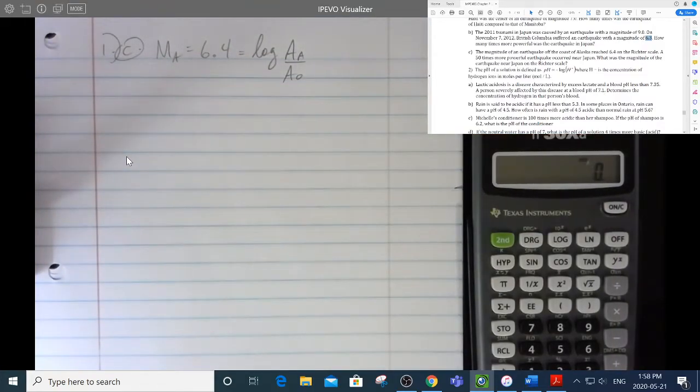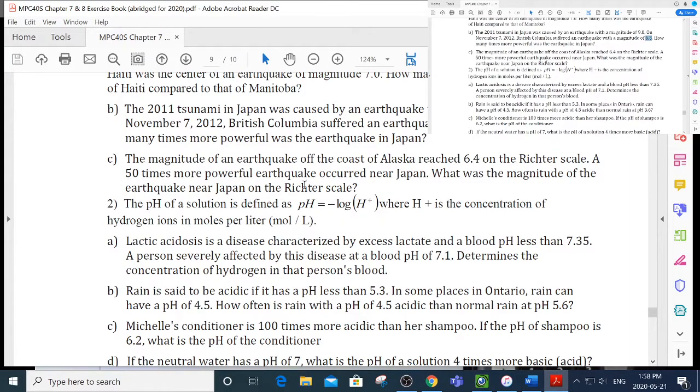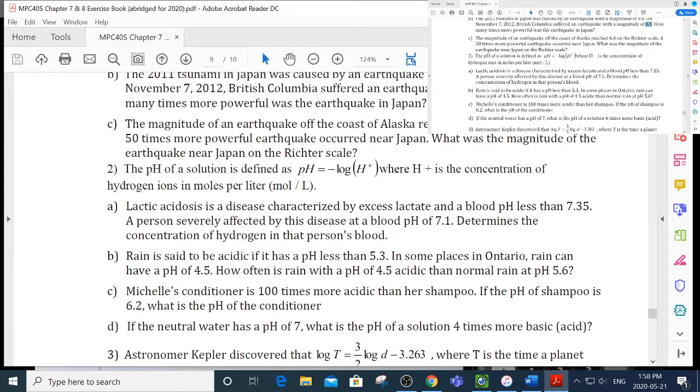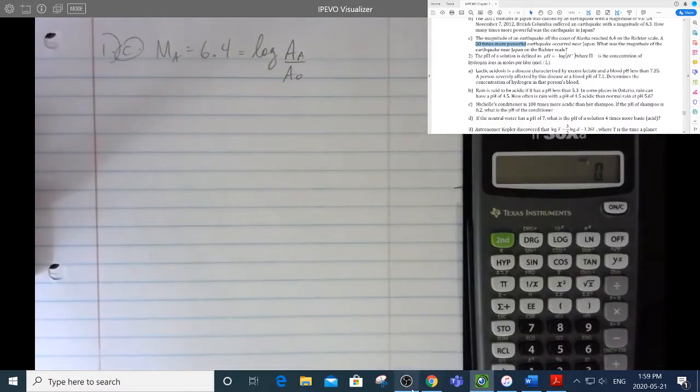And we are also told that, so let's go to the problem here. Let me look at the problem more closely. The magnitude of an earthquake off the coast of Alaska reached a 6.4, so I put that in. The one that hits Japan is 50 times more powerful. So it's not 50 times 6.4 because the scale for the Richter scale doesn't work that way. It's not linear, it's exponential. But the actual amplitudes can be compared that way. So the amplitude is 50 times more powerful. So armed with that knowledge, and let's see, does that actually work?